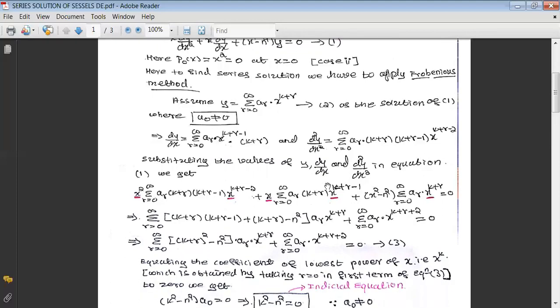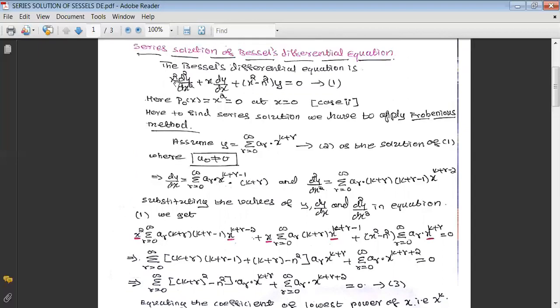Now, according to the third step of the Frobenius method, we have to substitute the values of y, dy by dx and d squared y by dx squared in equation 1. Once you substitute, we have x squared times the d squared y by dx squared value, plus x times the dy by dx value, plus (x squared minus n squared) as it is times the value of y given by the assumption, that is y equal to summation r varies from 0 to infinity a_r x raised to k plus r, and the RHS is 0.